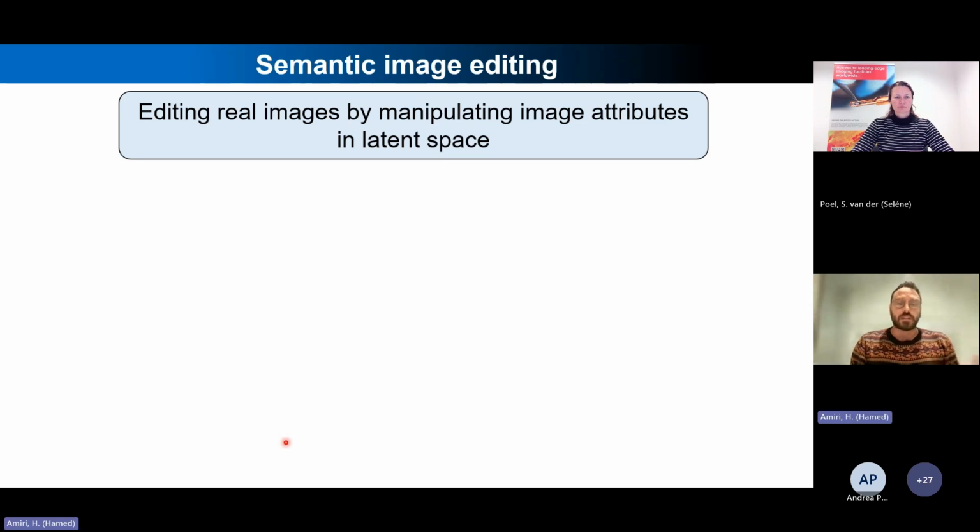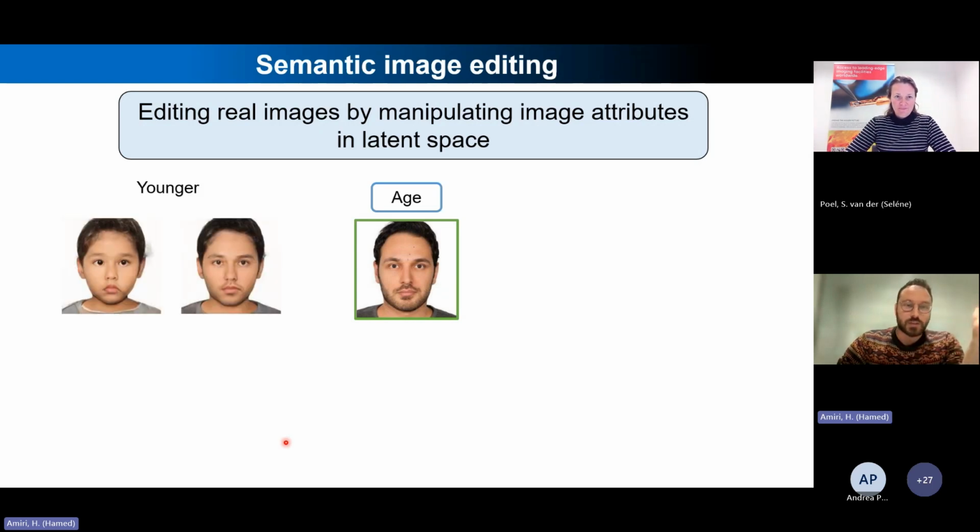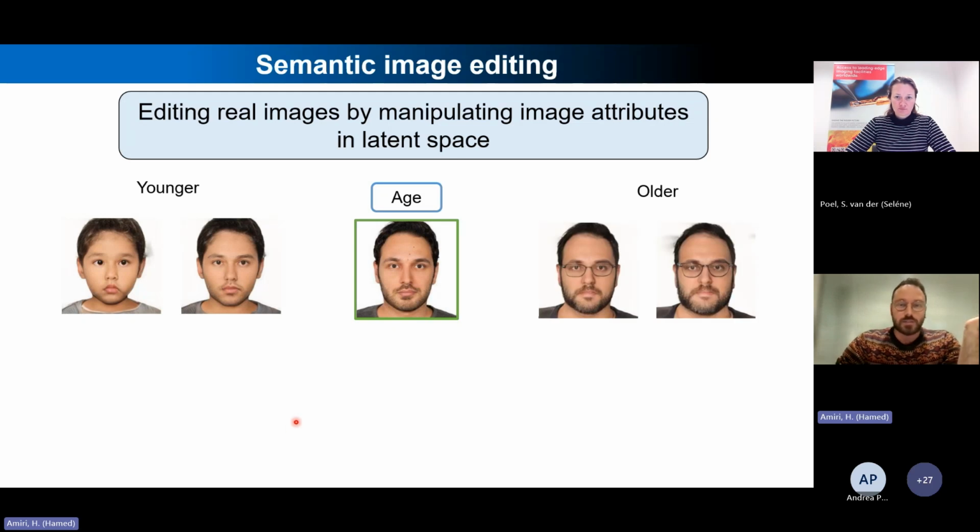Semantic image editing is a hot topic in computer vision, and it means that you can edit a real image by manipulating the image attributes in the latent space of the model. For example, this is a photo of me a few years ago before starting the PhD. One attribute here could be age, and you can change that attribute and make me younger or make me older. So this is actually not a bad prediction.